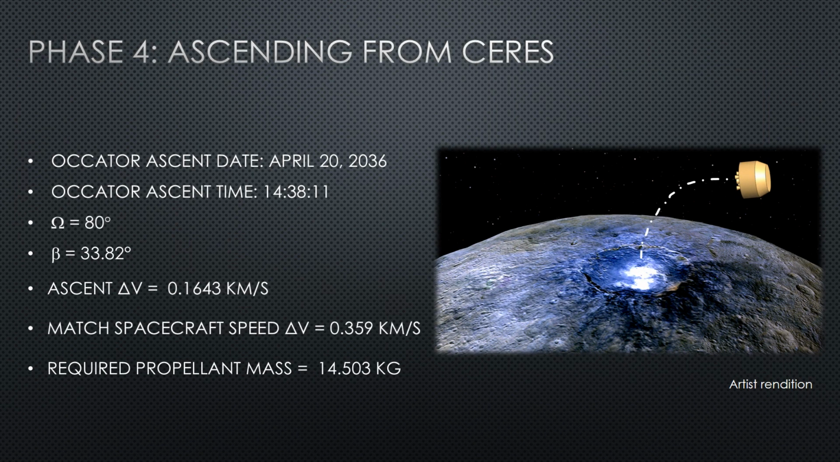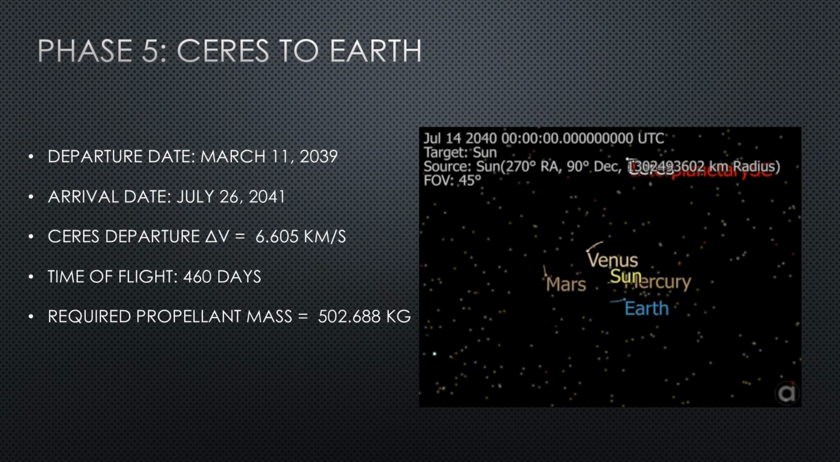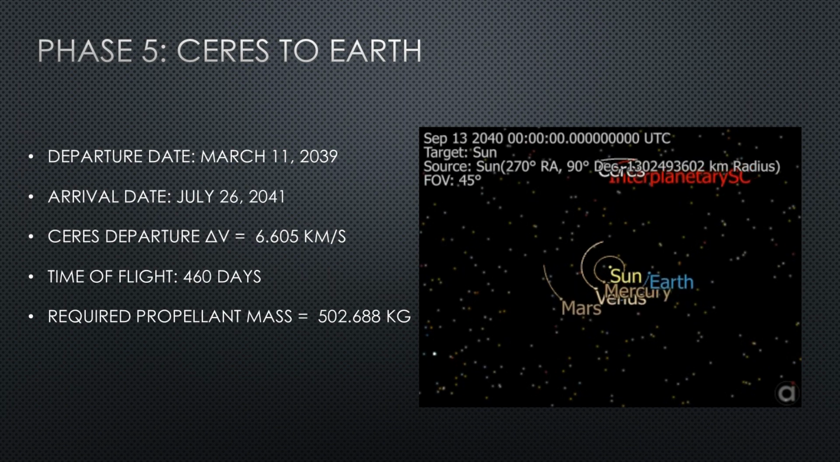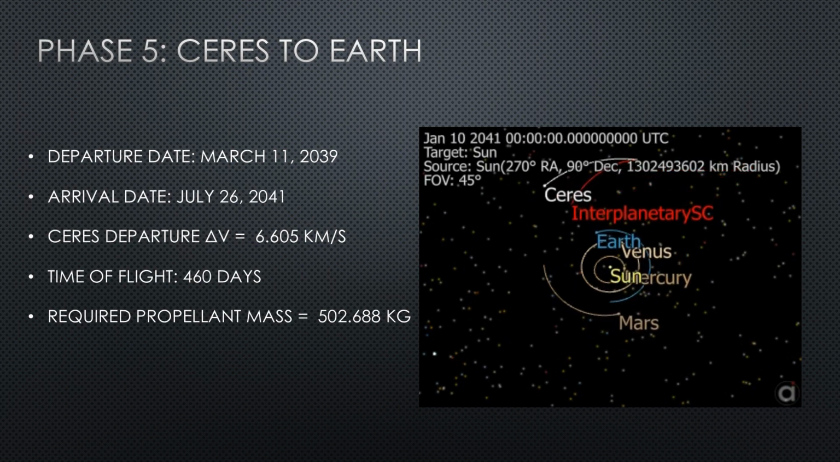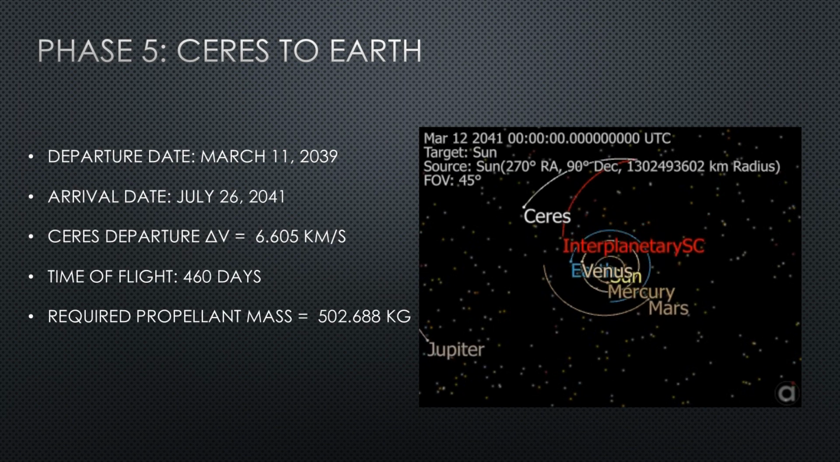On April 20th, 2036, the ascending module and return capsule will ascend to the spacecraft orbit altitude while leaving the landing module on Ceres. The return capsule will then separate from the ascending module and rendezvous with the spacecraft. On March 11th, 2039, the spacecraft's propulsion system will provide a delta V required to return to Earth in 468 days.